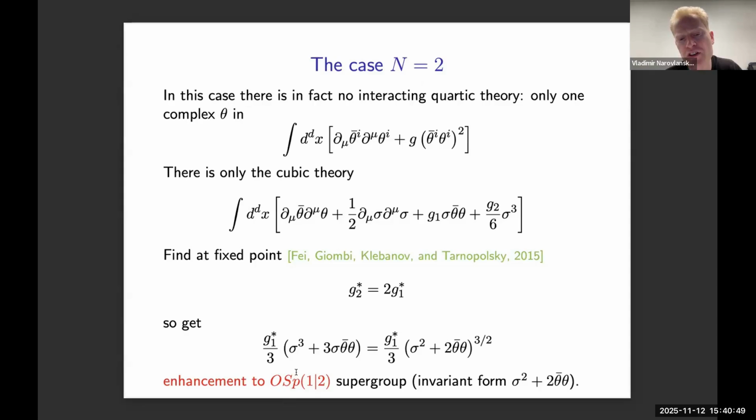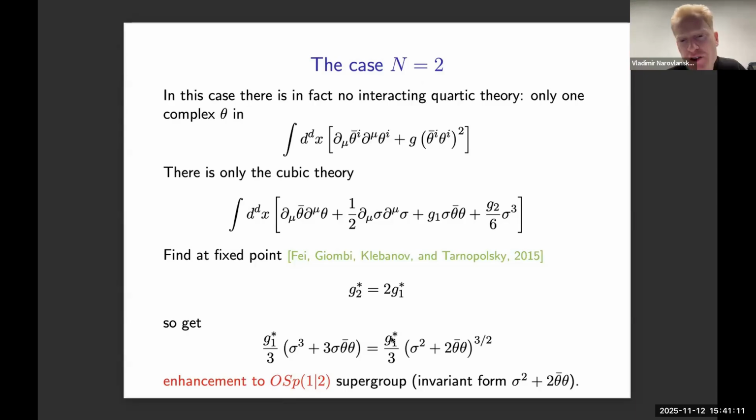it's just another description of there being another OSP 1-2 invariant theory, which is the nonlinear sigma model. So it should give the same critical point as this nonlinear sigma model. Okay. Thanks. Please ask if there are any questions.